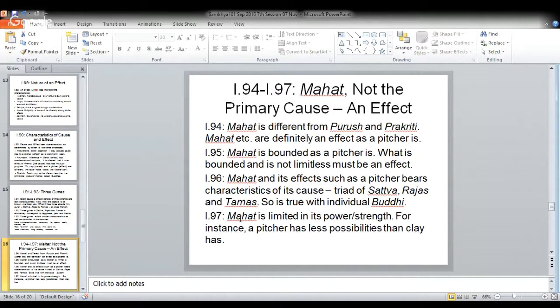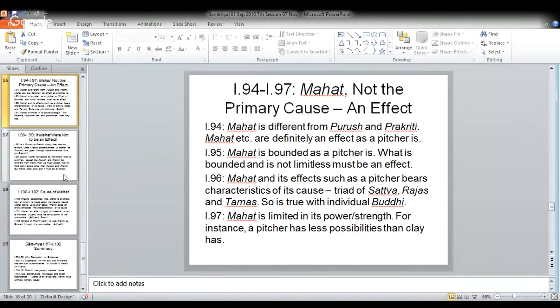In the same manner, Mahat has a limitation while Prakriti is unlimited. So he is offering reasons that Mahat cannot be a primary cause like Purush and Prakriti because it is an effect.